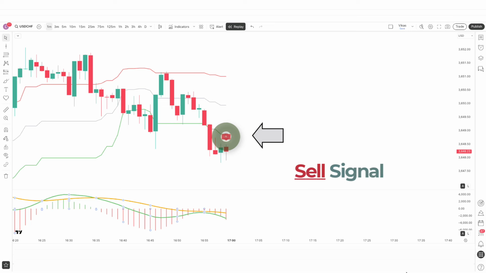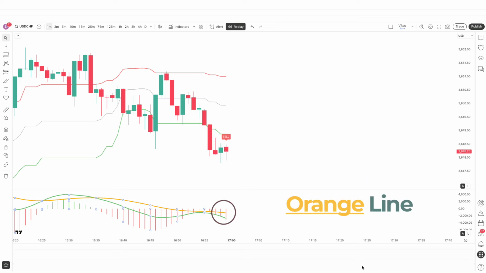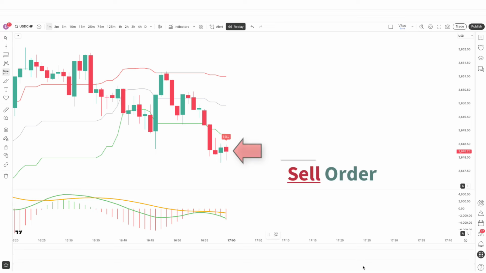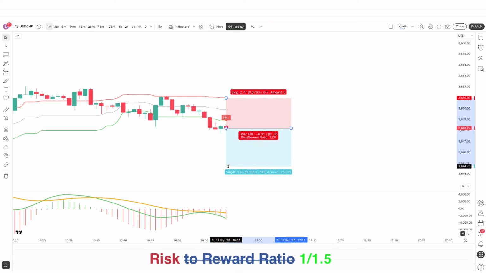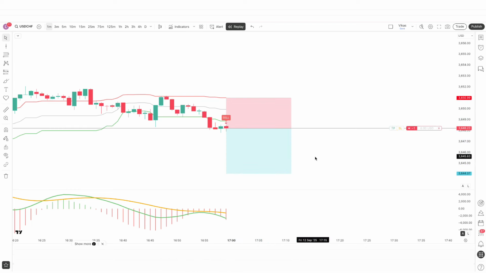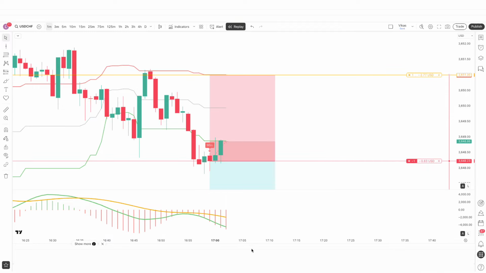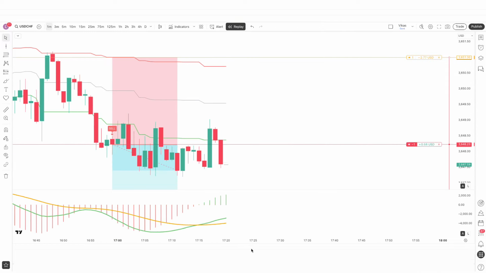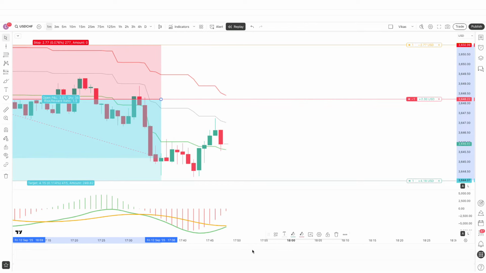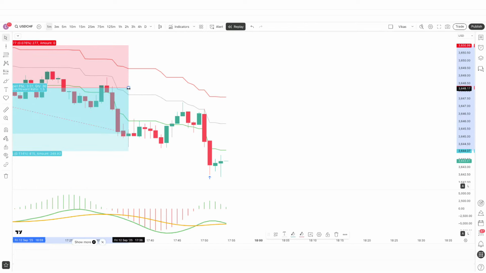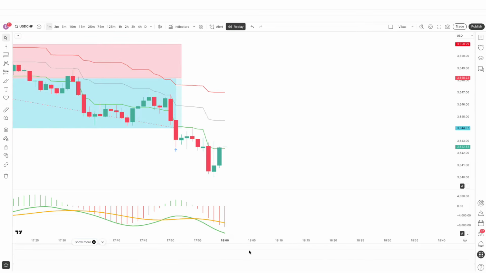When the Premium Discount Zones indicator gives us a sell signal, the orange line of New MACD should be above the green line, and the market forms a bearish candle. If this condition is fulfilled, then we will place a sell order. Our stop loss should be at the red line, and the risk to reward ratio will be 1:1.5. The market has completely hit the target. I hope you must have understood this trading strategy.